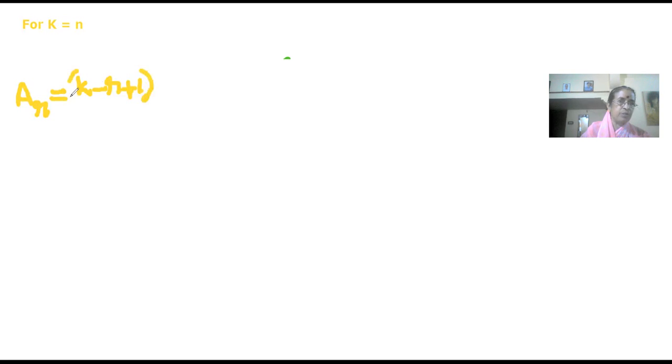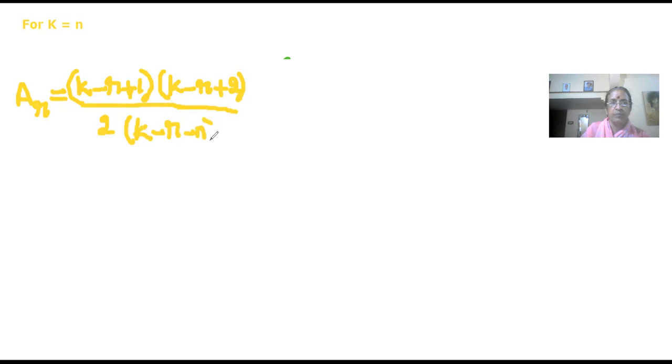Afterwards, I'm going to substitute here. What is the next term? K minus R plus 2, the whole divided by 2 into K minus R minus M, into, that is AR minus 2.